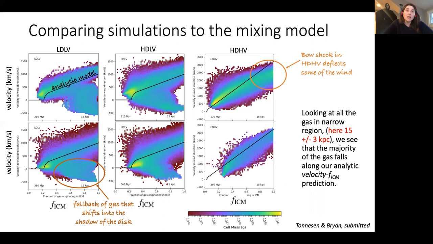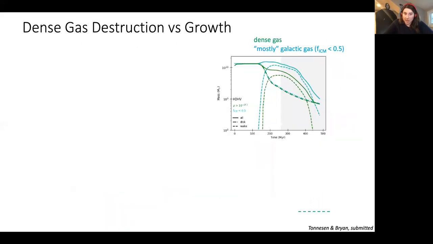With my last minute, I want to show one more result from the paper: what mixing actually does to the stripped gas. Does it destroy dense gas or does it allow dense gas growth? To see this, we look at all of the gas in the box. Here I'll focus on the solid lines, which show mass versus time. In blue, we see mostly galactic gas, or gas with ICM fractions below 0.5 in a cell. In green, we see the mass of dense gas.